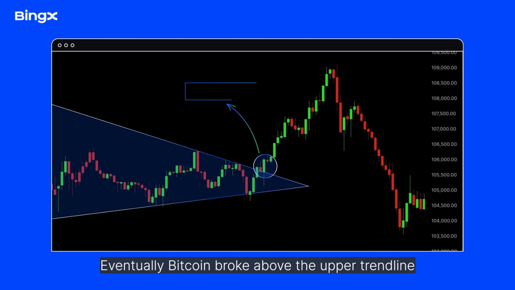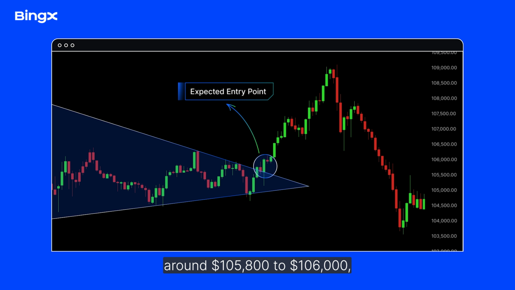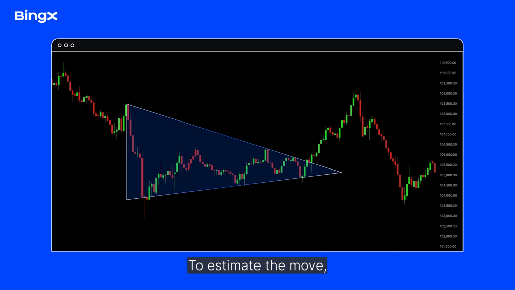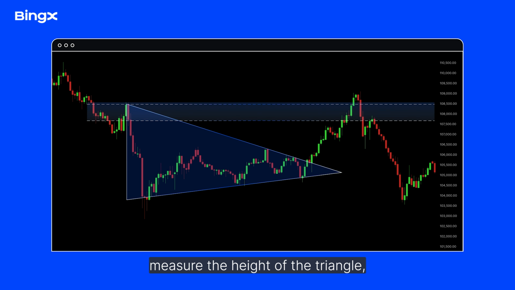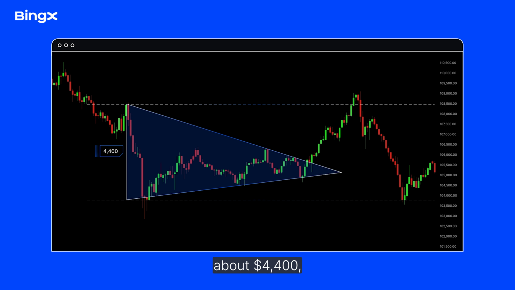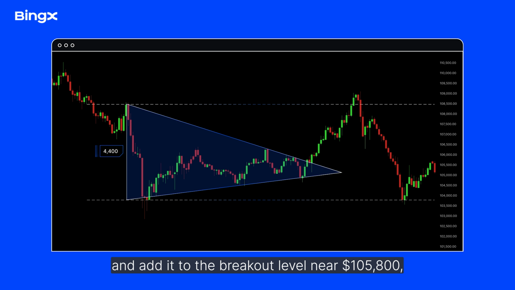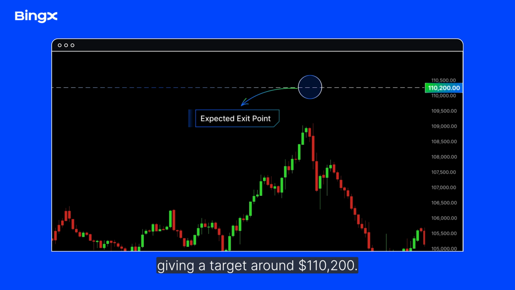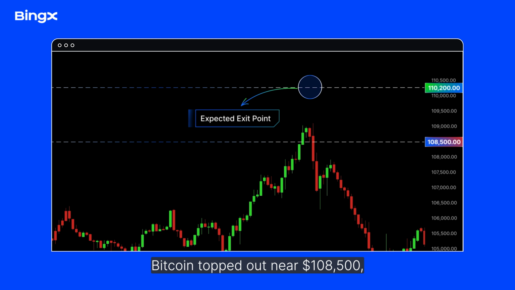Eventually, Bitcoin broke above the upper trend line around 105,800 to 106,000, confirmed by a strong candle close and rising volume. To estimate the move, measure the height of the triangle, about 4,400, and add it to the breakout level near 105,800, giving a target around 110,200. In this case, Bitcoin topped out near 108,500, just below resistance.